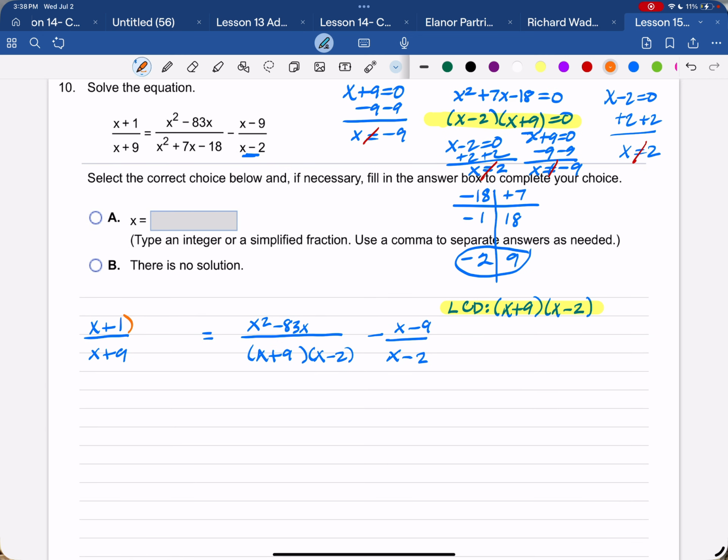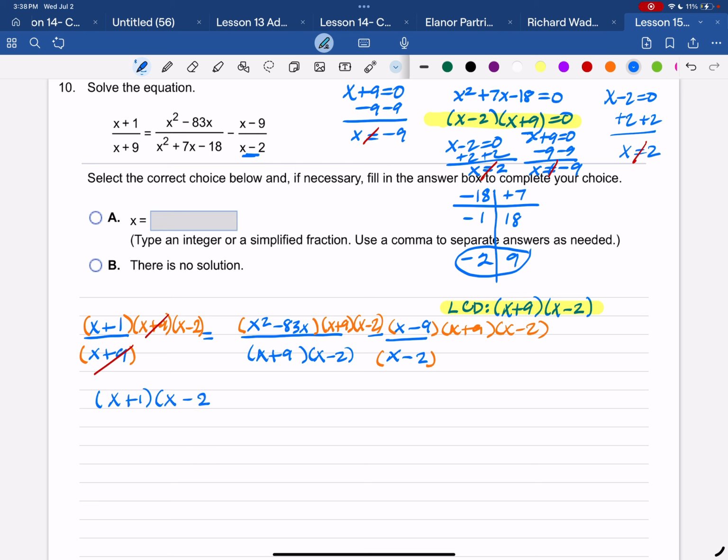So put parentheses around all binomials. Multiply by x plus 9, x minus 2. So x plus 9, x minus 2. Be sure you align it with the numerator. X plus 9, x minus 2, and then x plus 9, x minus 2. I'm going to reduce out the common factors, x plus 9, x plus 9. That's going to leave me with x plus 1 and x minus 2.